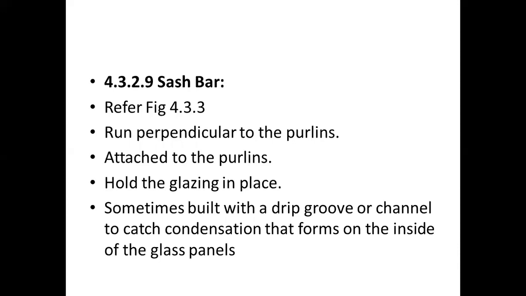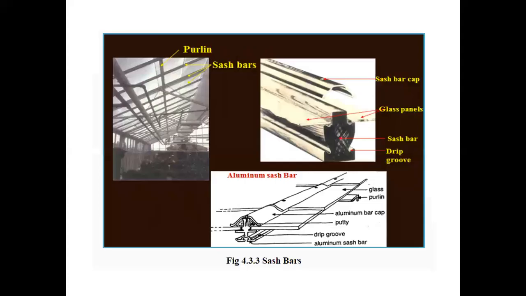Sometimes built with a drip groove or channel to catch condensation that forms on the inside of the glass panels. So, sash bar, we can see here sash bars. Sash bars are used for passaging the water which is flowing from the upper part of the roof, to be gathered at one place through the sash bar.